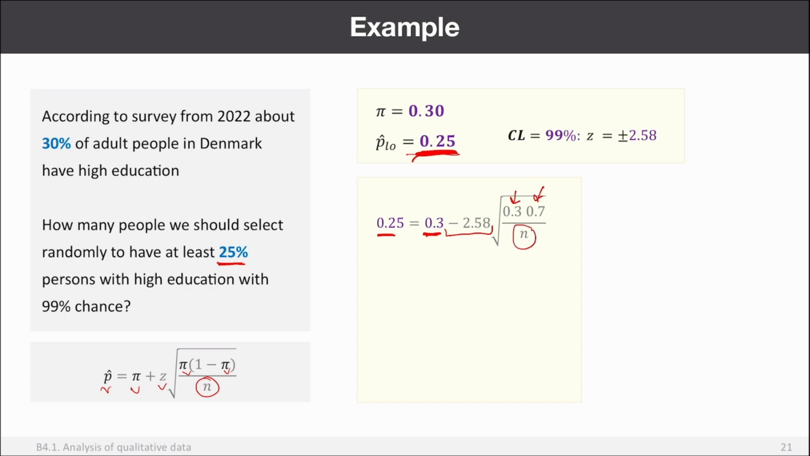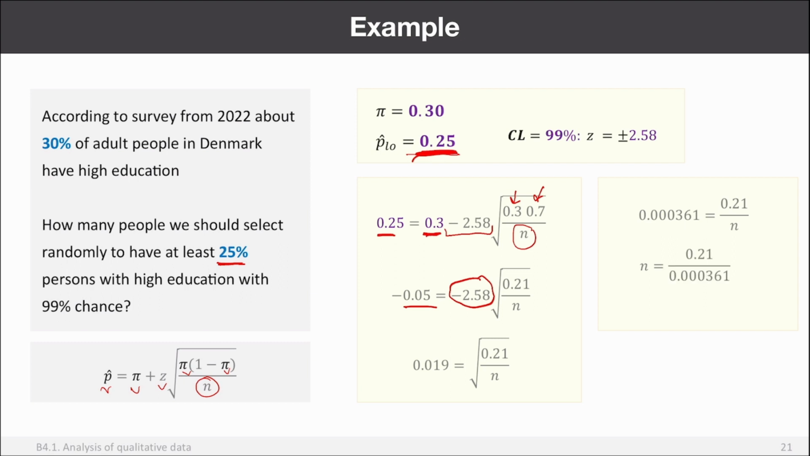Now we need to isolate n. How do we do it? Well, first of all, we subtract 0.3 from both parts. So this is what we get. 0.25 minus 0.3 will be minus 0.05, right? Now we divide both parts by minus 2.58. This is what we get. Now we square both parts. This is what we get squared. And then finally we can isolate n by taking 0.21 and dividing it by this small number, and that gives us approximately 582 people.